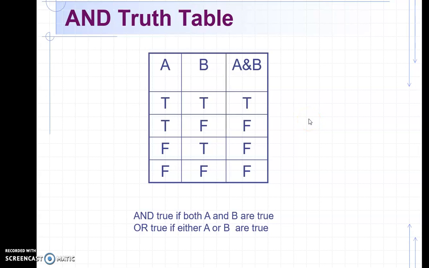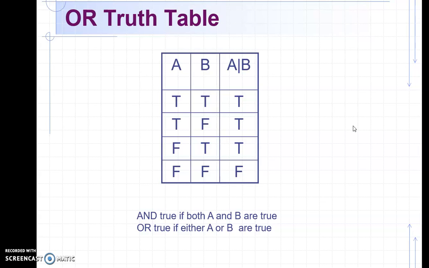So here's a truth table to illustrate how A and B works. If A and B are both true, A and B is true. If A is true, B is false, A and B is false. If A is false, B is true, A and B is false. If A is false, B is false, A and B is false. In other words, the AND operator is only true if they're both true.